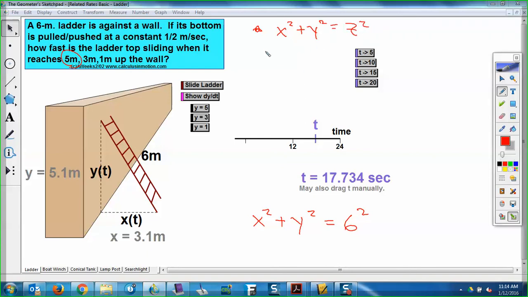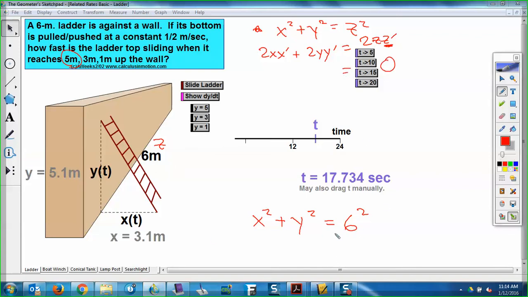What's the derivative of x squared? 2x x prime. What's the derivative of y squared? 2y y prime. What's the derivative of z squared? 2z z prime. Right? But now, what is z prime? Z is the hypotenuse here. What's the rate that z is changing? 0, because it's not changing, right? Z is not changing as that ladder falls. So it's 0. So what happens? This whole side ends up being 0.